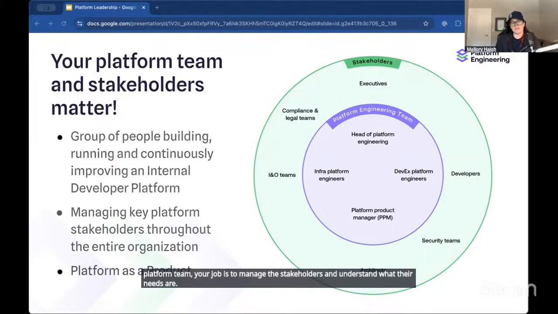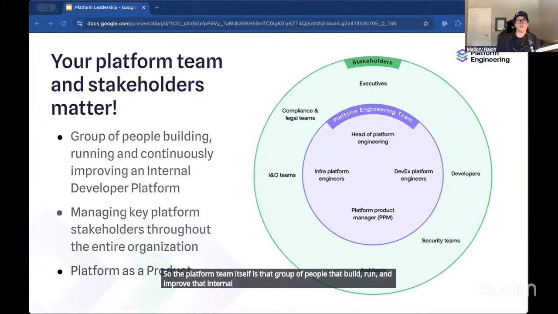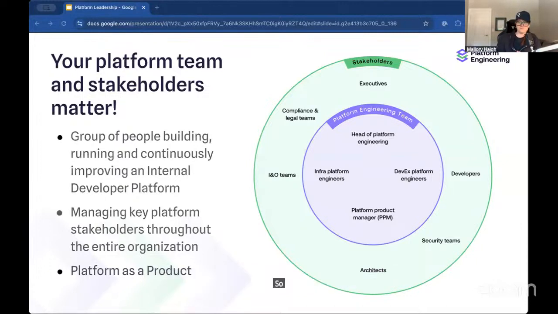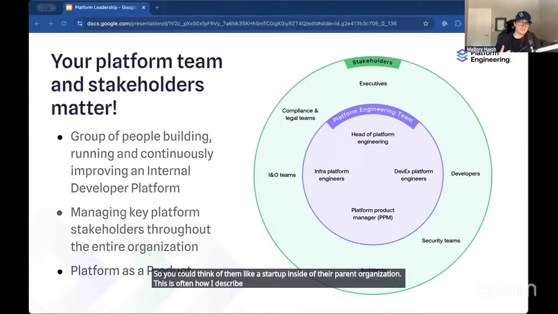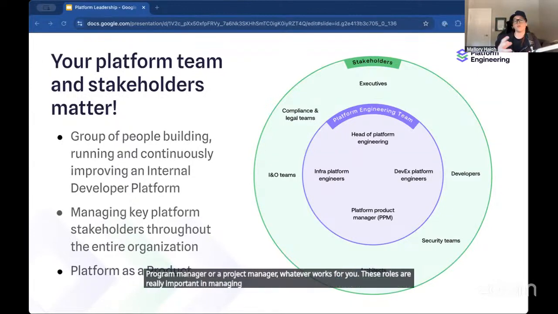So the platform team itself is that group of people that build, run, and improve that internal developer platform. So you could think of them like a startup inside of their parent organization. This is often how I describe it. And generally, what you see inside the purple circle here, so a head of platform engineering, DevX and infra platform engineers, and a platform product manager, as well as a program manager or a project manager, whatever works for you. These roles are really important in managing the stakeholders that are surrounding platform engineering as a whole.